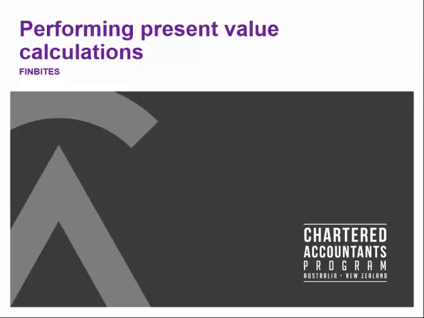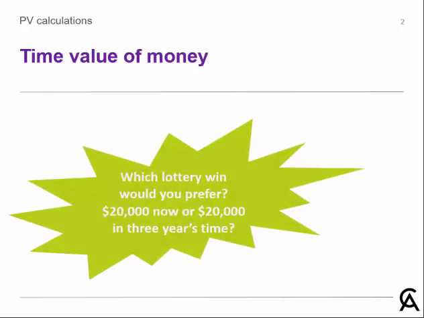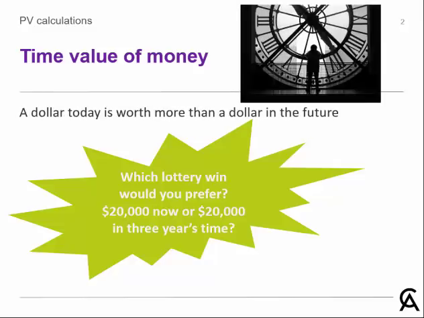Hi, in this video I'm going to take you through a refresher on how to do present value calculations. So in the Fin module we're often thinking about the time value of money. So which lottery win would you prefer? $20,000 now or $20,000 in 3 years' time? I don't know about you, but I prefer the money now.